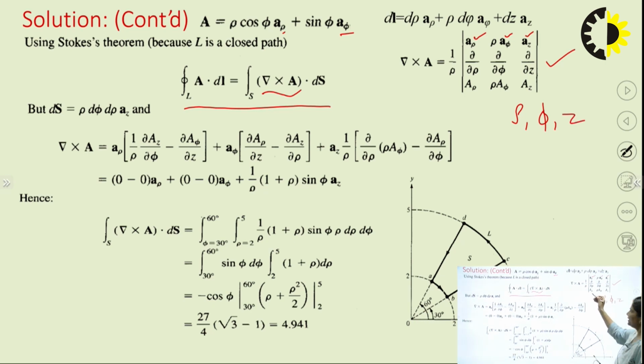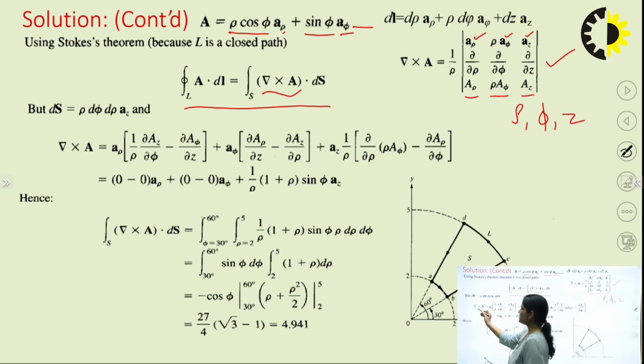Right. Now write down the values. Check in the question: you have rho cos phi, so put the value of A rho here, and here rho A phi, which is sin phi, so you can put sin phi. Here Az is equal to 0 because there is no value for Az. Okay, so put here rho cos phi and here rho sin phi. Put all these values and find out the curl of A.